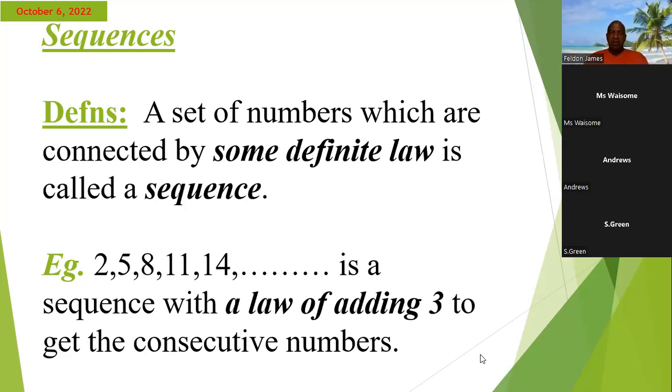Now, you can always come up with a different law. It is not just adding, but you can use any kind of operation to come up with a law. You could use the law of subtracting. You could use a law of multiplying. You could use a law of finding the square root. But whatever the law is, you apply the law to the first number, and apply the same law to the second number to get the others that follow.